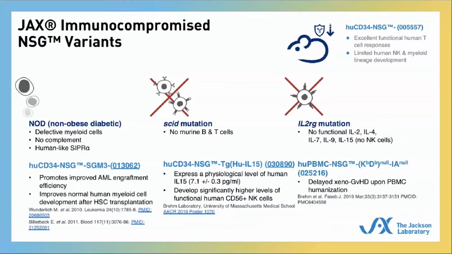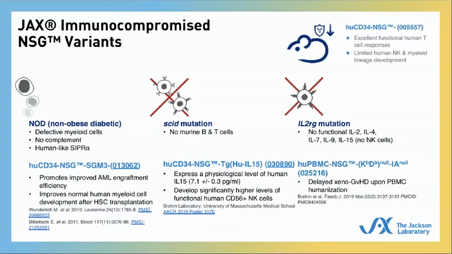So we have the NSG-SGM3, so stem cell factor, GM-CSF and IL-3 expressing NSG. So those human cytokines and chemokines permit, once you humanize with hematopoietic stem cells, driving towards a myeloid lineage and really making this NSG-SGM3 mouse really suitable for AML engraftment. And now what about the NK lineages? We also have an NSG mouse which expresses the human IL-15 gene. So that mouse, when you humanize them with hematopoietic stem cells, in addition to the functional B and T cells, you also have really physiologically relevant levels of IL-15 in serum, which would also then drive NK cells in the periphery.